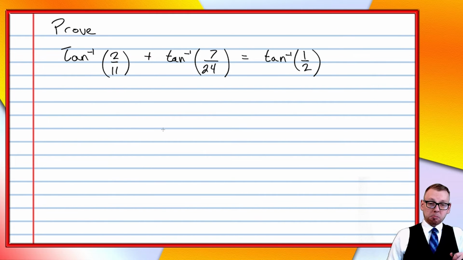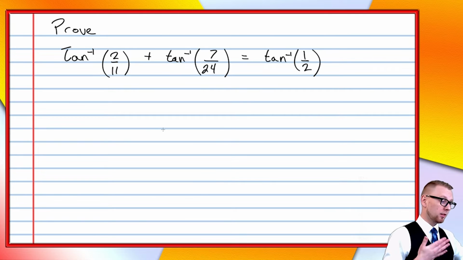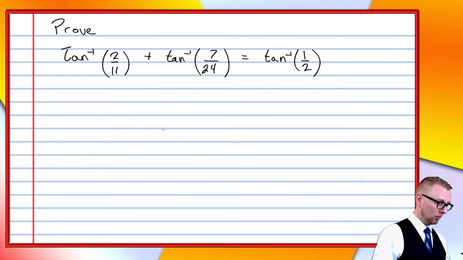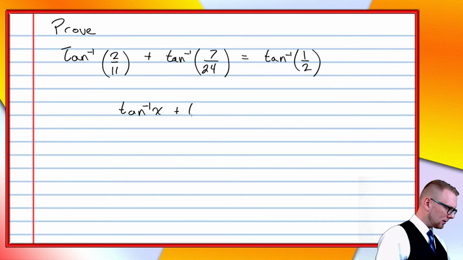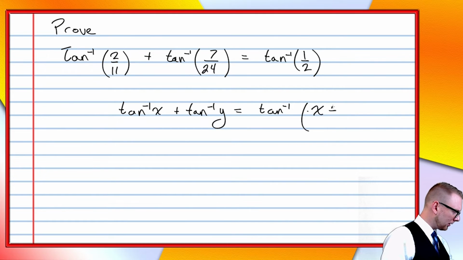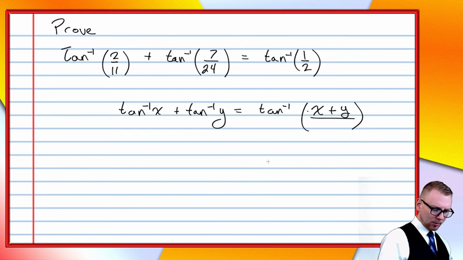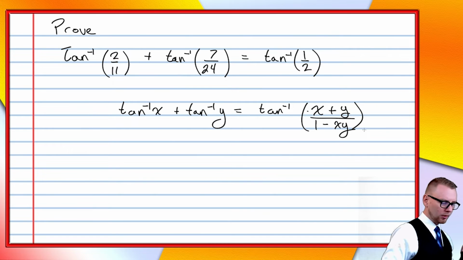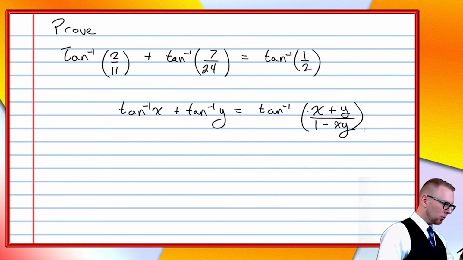Done. Okay. We got another question. This one again, we're going to use another identity to help prove that the left-hand side is equal to the right-hand side. So let's write down that identity. We've got the tan inverse of x plus the tan inverse of some y is equal to the tan inverse of x plus y divided by 1 minus xy. Just like our formula from before. Okay, let's use this identity. We've got tan inverse of 2 over 11 plus tan inverse of 7 over 24.